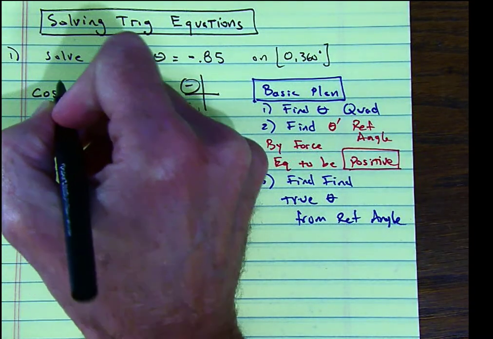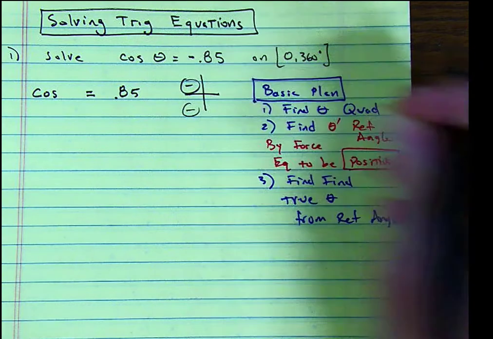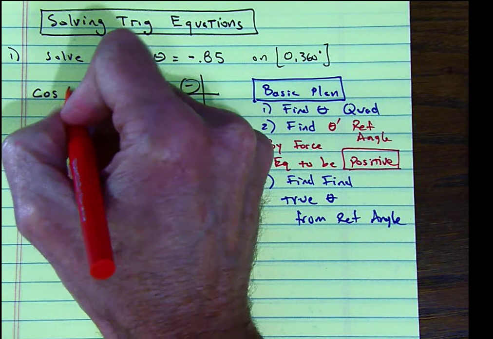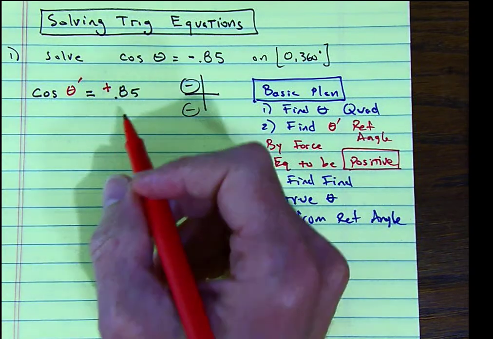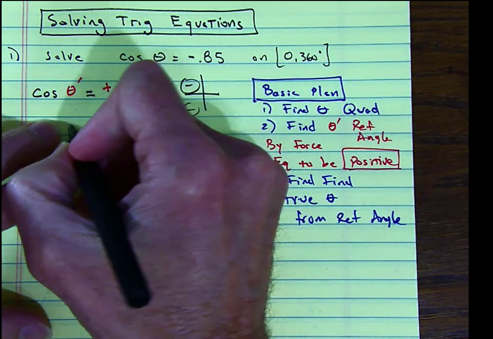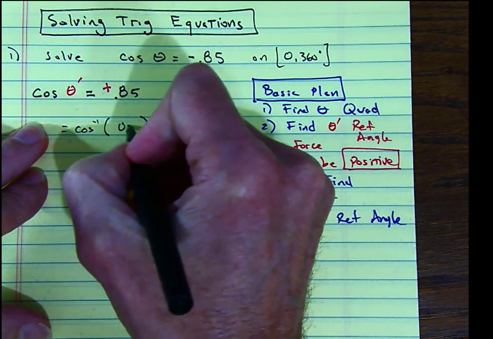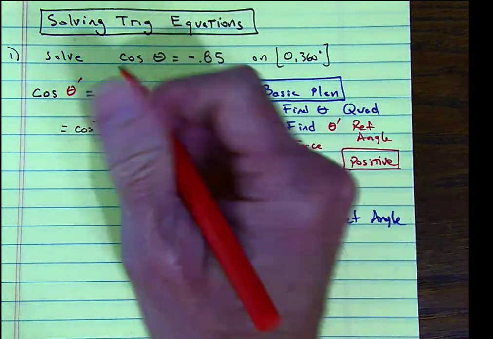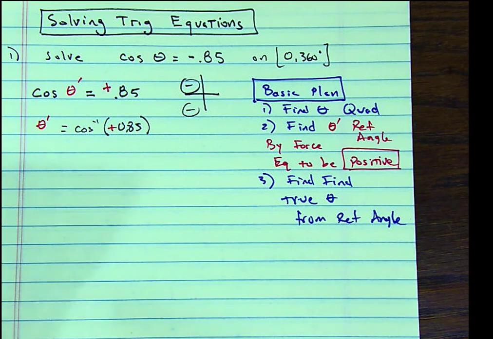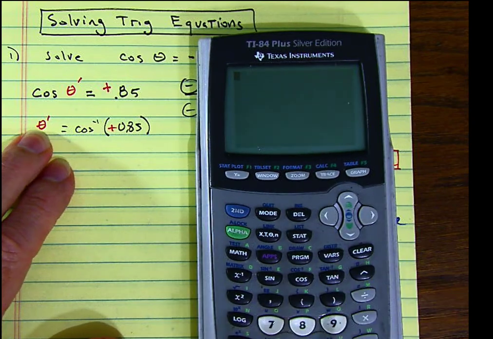Now, some of you may not write this down, but I'm going to write it down for emphasis. I'm switching the problem to be a positive because I want to find the reference angle. And so now that I have a positive equation, I can do the inverse cosine. I'm just putting the positive now for emphasis, but that's going to give me my inverse cosine of that positive ratio, and it will tell me the reference angle.